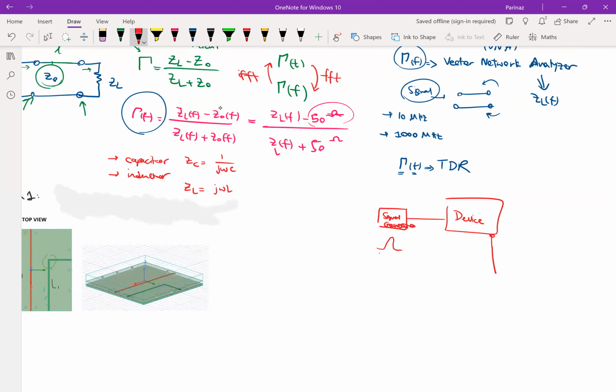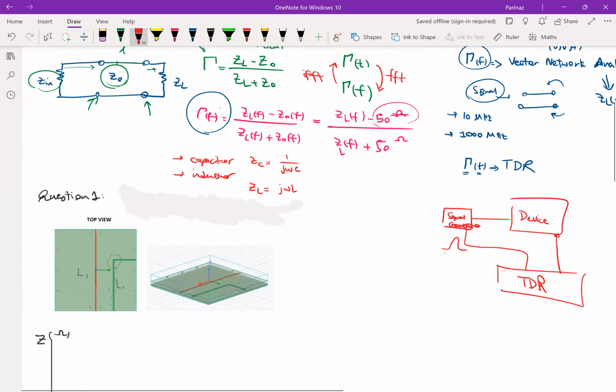And in your device, wherever it has a connector, wherever you're interested to look at its reflection coefficient, you can connect that to the TDR. The signal generator can come to the TDR as well. But the basic thing is that either the TDR or a separate signal generator sends the device a very narrow pulse and looks at what's coming back.